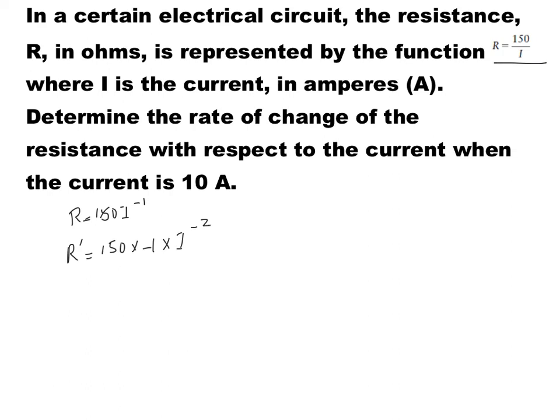Now the rate of change of resistance dR over dI when I is equal to 10 amps is negative 150 times negative 1 times 10 exponent negative 2, which is going to be negative 1.5 ohm per amp. This means the resistance is decreasing at a rate of 1.5 ohm per amp when the current is 10 amps.